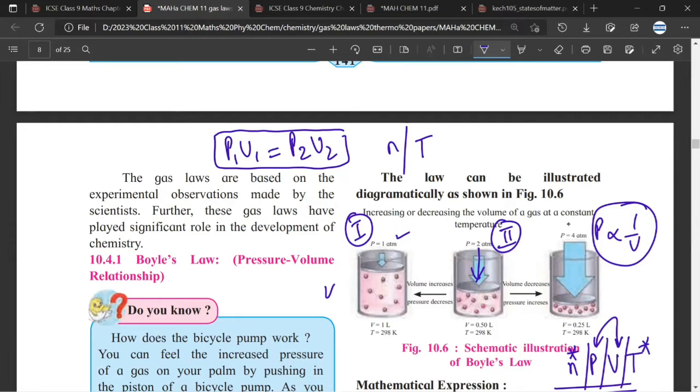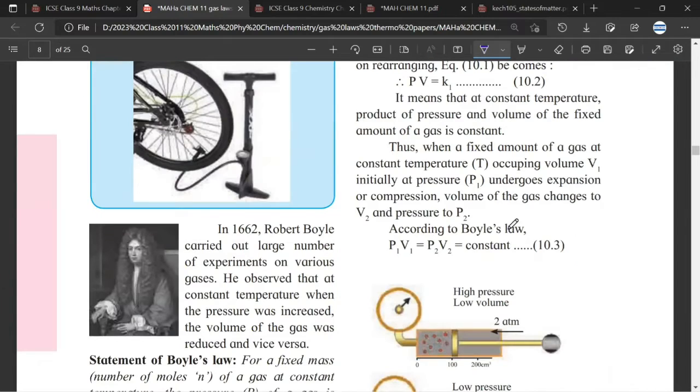Just to show how this specific thing works, let us try to do one numerical so that you guys don't fall asleep. So P1, V1, if you can note this down, Boyle's law says P1 V1 is equal to P2 V2. Just note this down.